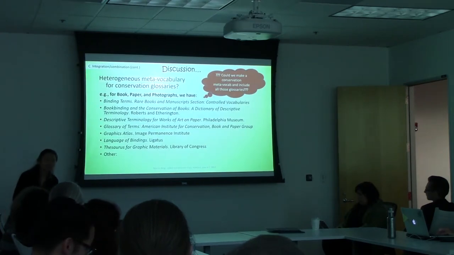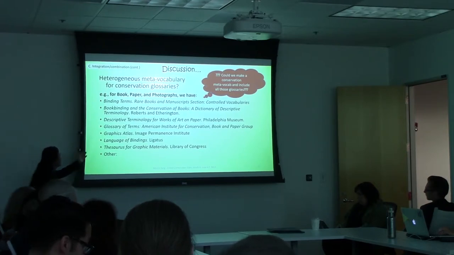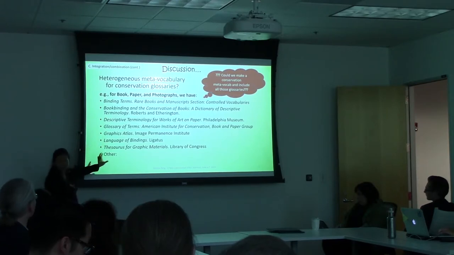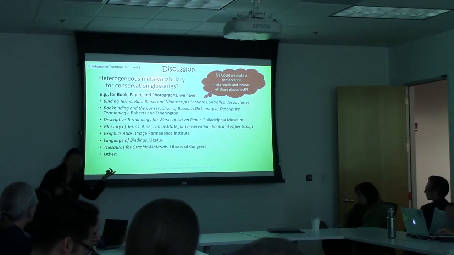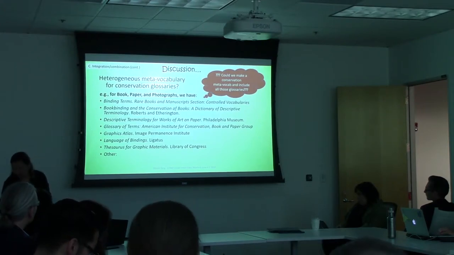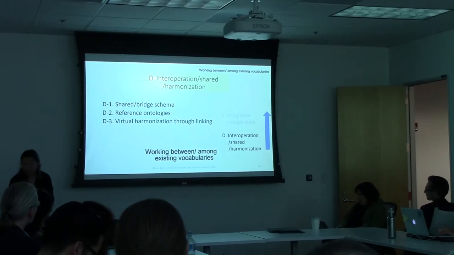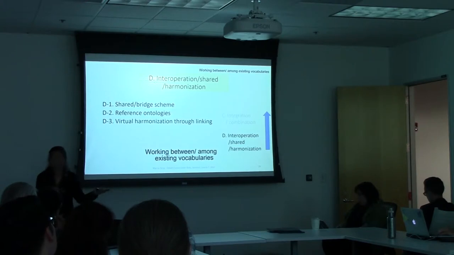Let's just say, we discuss our own situation. I'm just giving an example for our vocabularies, for book, paper, photographs, we have so many terminologies in here. So, if we make a meta vocabulary, we think about that. The example we have talked about. Who will be responsible? How can we do the mapping? So another way of doing this is to just interoperate at the same time and share and harmonize.